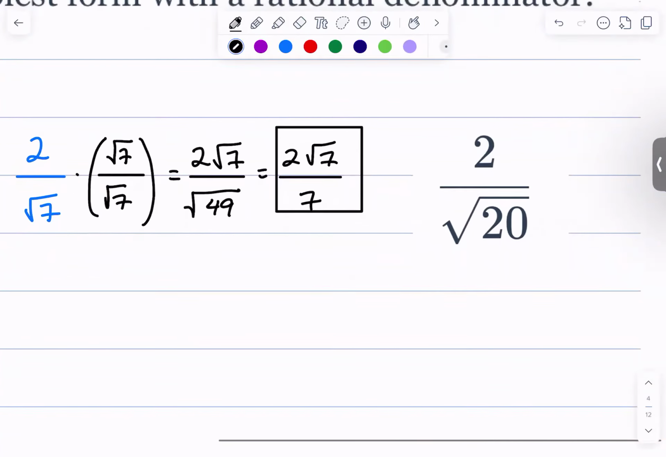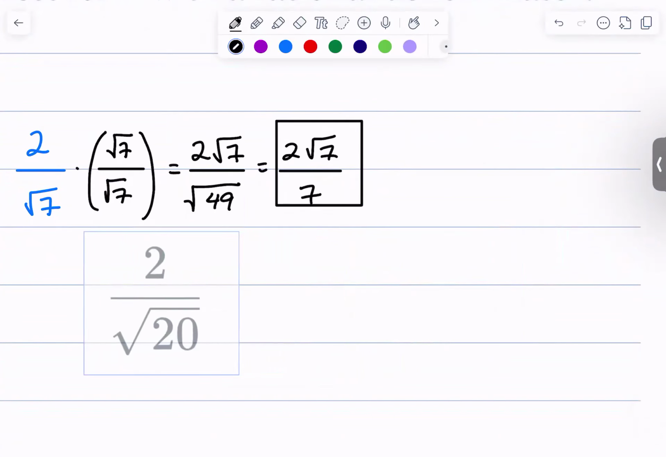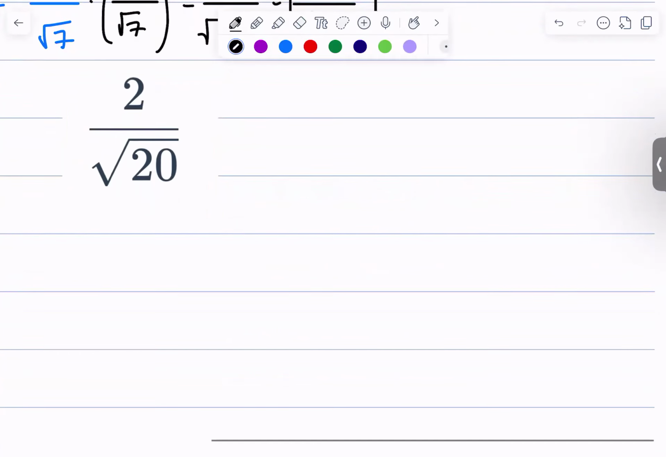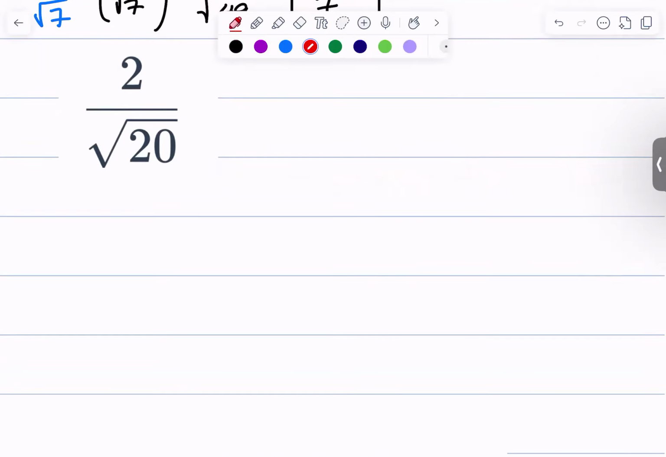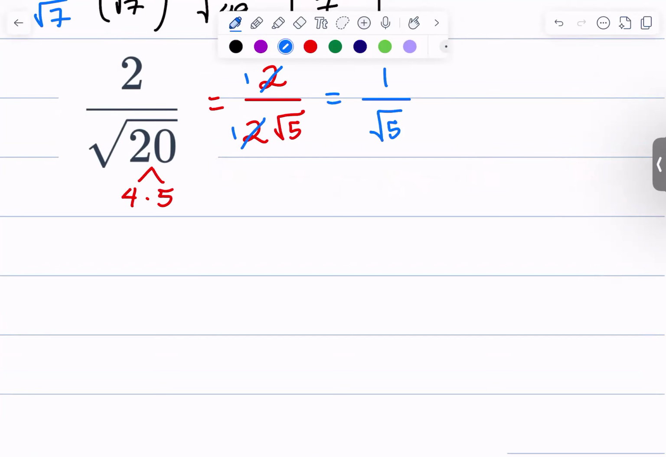The next one is 2 square root of 20. And I'm going to put it down here so I can work with it. Okay. 2 square root of 20. So I'm going to break down 20 first. Make that 4 times 5. Square root of 4 is 2. So I can say that this would be 2 divided by 2 square root of 5. Correct? Yeah. And these 2's would cancel out, make 1 and 1. So I would have 1 divided by square root of 5.